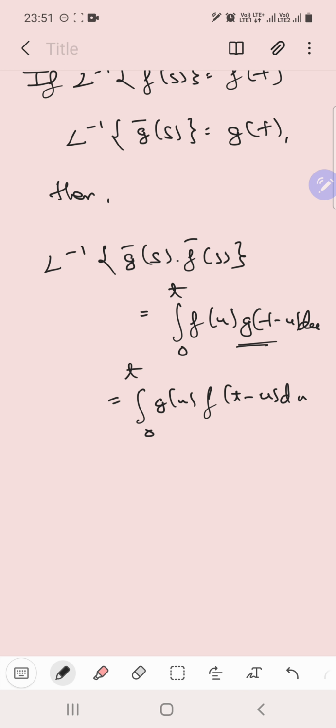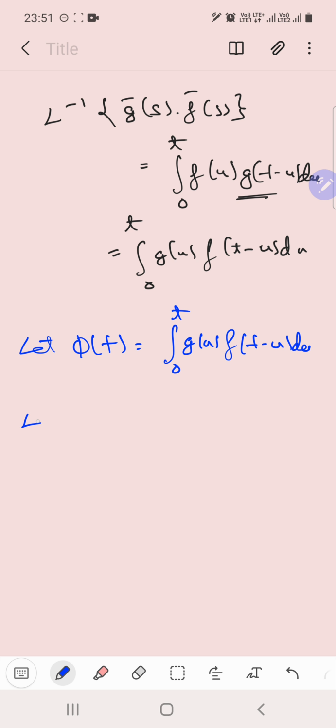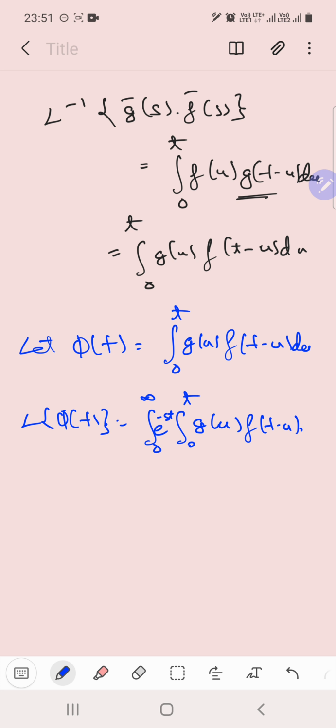So now we will be proving the convolution theorem. So let's see how we can prove it. Basically, let phi(t) be a function which is equal to integration 0 to t g(u) f(t minus u) du. Clear? So what will be the Laplace of phi(t)? It will be integration 0 to infinity, integration 0 to t, this times e to the power minus st, g(u) f(t minus u) du, and we will have dt.